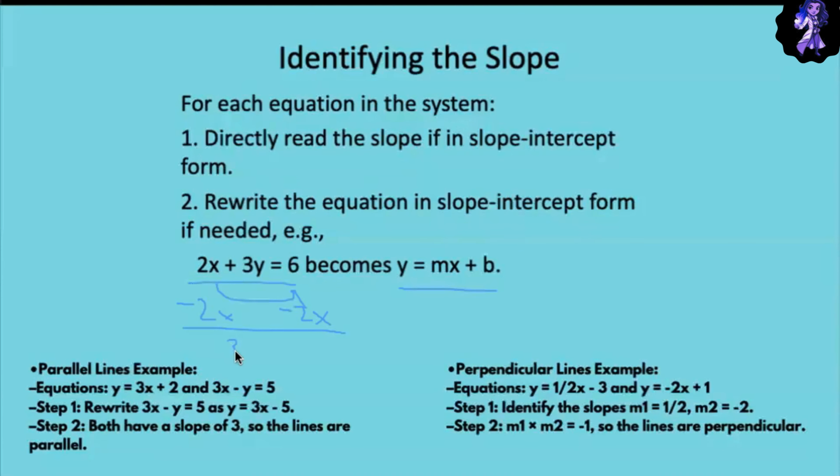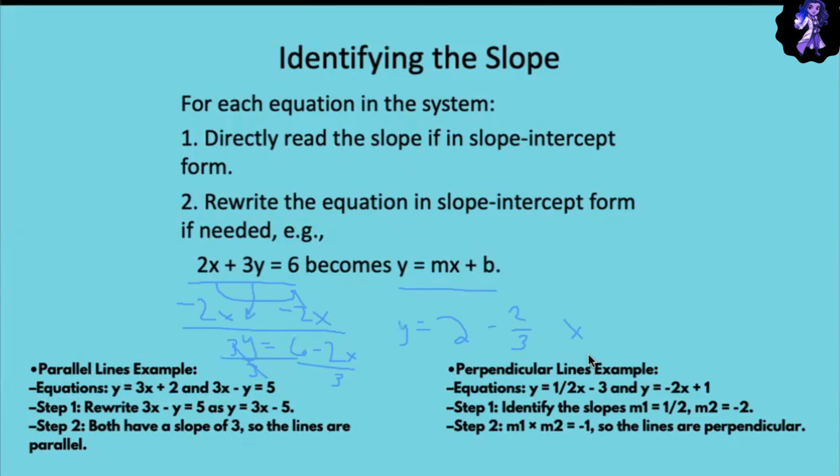Therefore, this is going to bring down 3y equals 6 minus 2x. Now I want to bring y by itself again, so I'm going to divide everything by 3 to then isolate the variable by itself. And therefore I get y equals 6 divided by 3 is 2 minus 2/3 x. Okay, so you might be thinking, what does this have to do with anything?